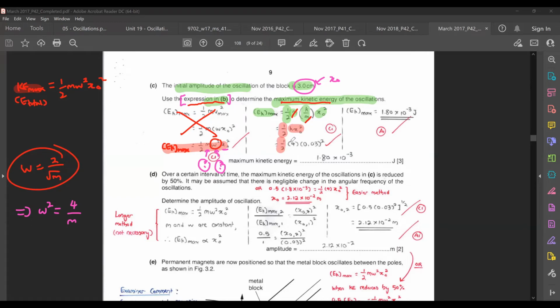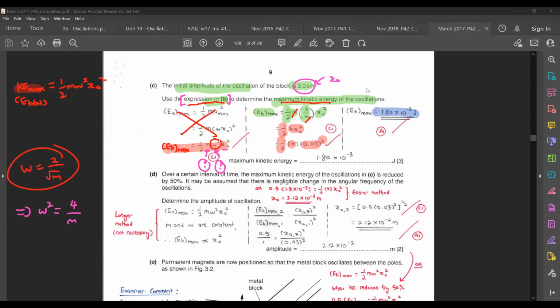Now you know what is k, it is 4 from the previous page. You know what is the amplitude, it is 3 centimeter, change to meter here. Square the amplitude, you're going to get Ek max as 1.8 times 10 power minus 3 joules. So this one is for this question.